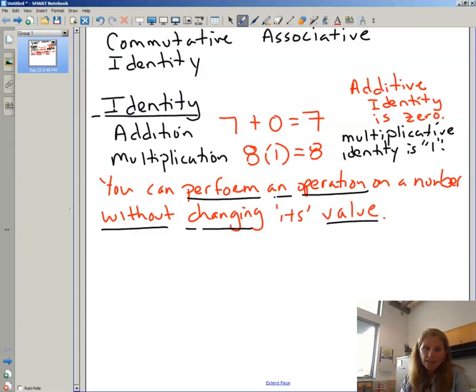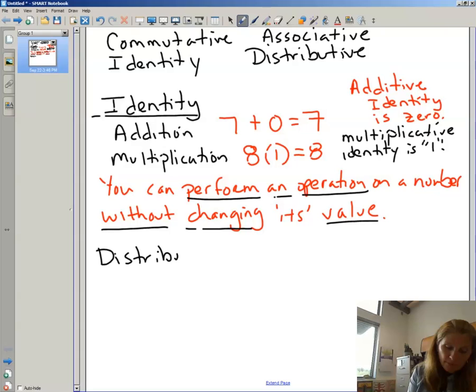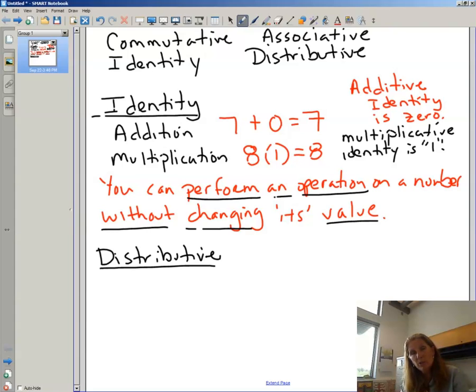Okay, last property that we're doing is the distributive. When we do order of operations in a couple lessons, we'll get to talk about the distributive property more. But I'm going to talk about it now because we're talking about properties and it fits now. The distributive property has to have multiplication involved every time. You can have multiplication coupled with addition or multiplication with subtraction. They have to go together.